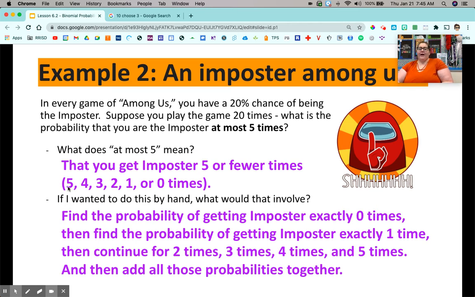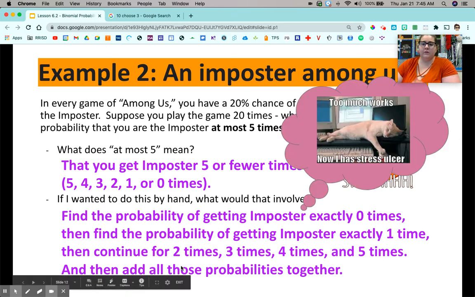have to do that for 5 or 4 or 3 or 2 or 1 or 0, and then add them all together. So it can still be a little bit long, and our shortcut has now suddenly turned into, that's a bit much. So, too much work, we're gonna do something else.